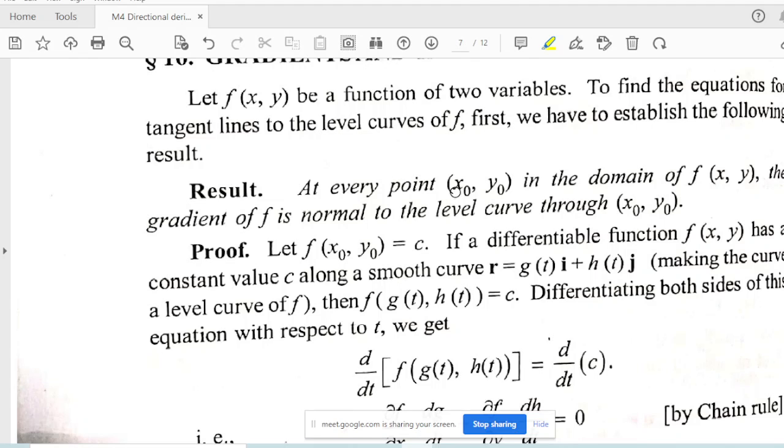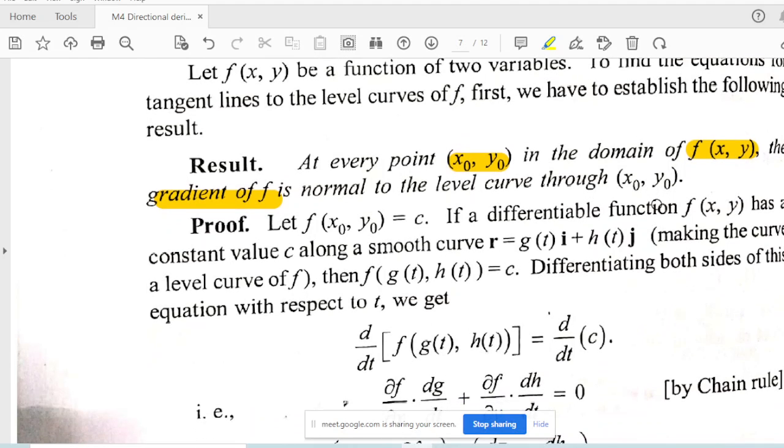So at every point x0, y0 in the domain of f of xy, the gradient is normal to the level curve through x0, y0. So simply level curve, when we are saying the term level curve, just assume about curves or surface. So whenever we are talking about level curve, it is just a curve. Just imagine it as a smooth, differentiable curve. So the result says that gradient of f is normal to the curve through x0, y0.